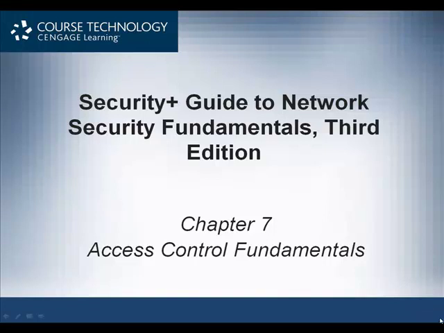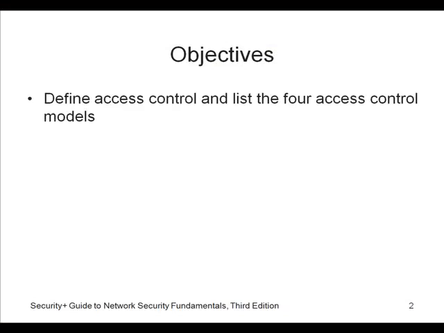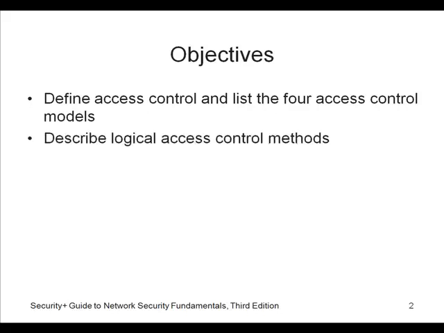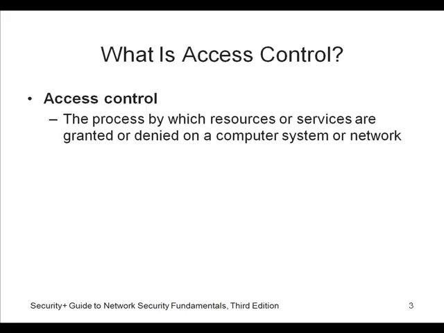Access control fundamentals. The objectives. Define access control and list 4 access control models. We got 3 of them, didn't we? 3 of the 4 models. Describe logical access control methods. We got logical access control, physical access control. At the end of the chapter, they talk about physical access control, which is locking the buildings, putting on deadbolts, those sorts of things. Explain the different types of physical access control, what we can do to do that.